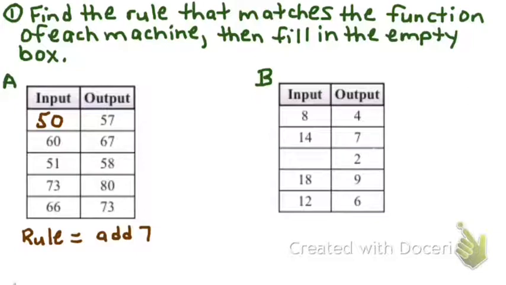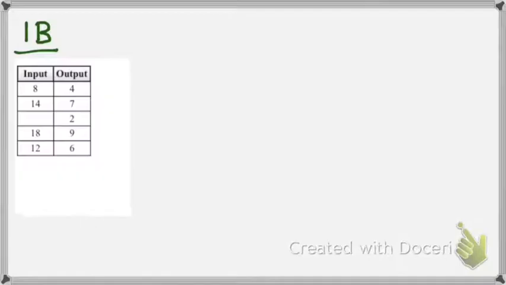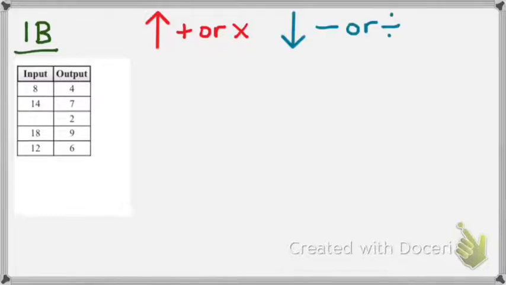Let's take a look at machine box B. And again, for box B, I need to find the rule and complete the empty box. And I know when I look at my numbers, if my numbers are increasing or getting larger, it needs to be either an addition or multiplication rule. Or if my numbers are decreasing or getting smaller, it needs to be a subtraction or division rule. So let's set myself up for the rule and check it out.